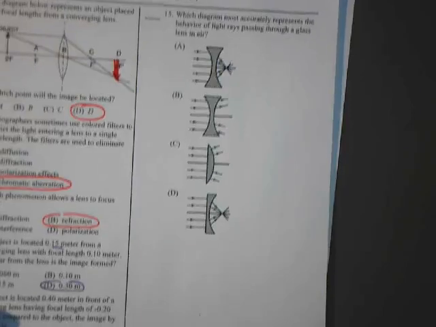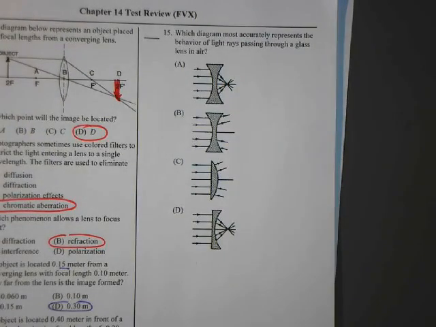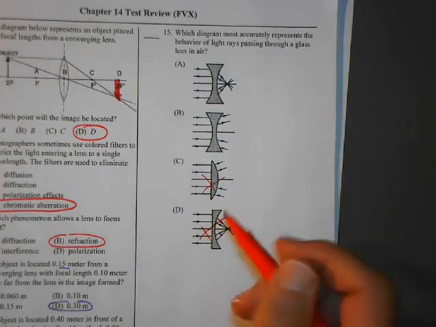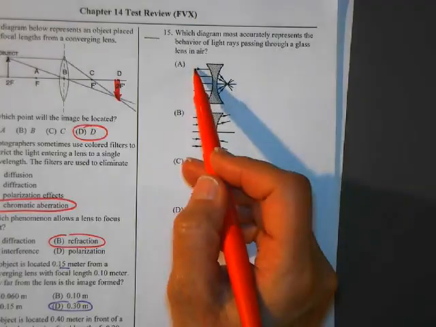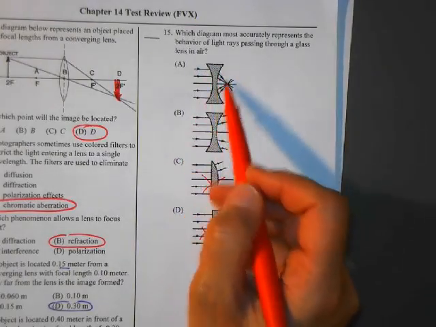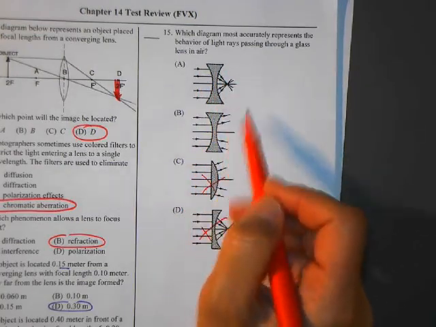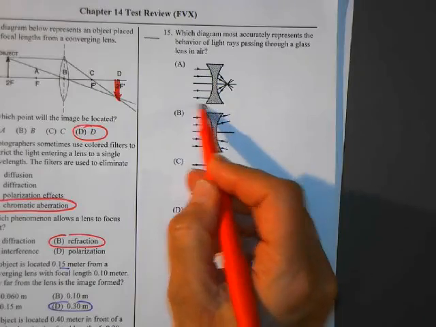And the last question, it says, which diagram most accurately represents the behavior of light rays passing through a glass lens in air? So first of all, we didn't even do these other ones, okay? We didn't even do these. So these are both diverging lenses. So here's the light coming in. Remember, diverge means to spread apart. Diverging lenses are going to cause the rays of light to spread out. So this is correct.